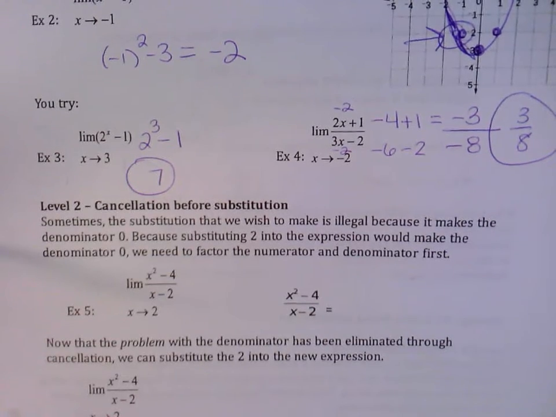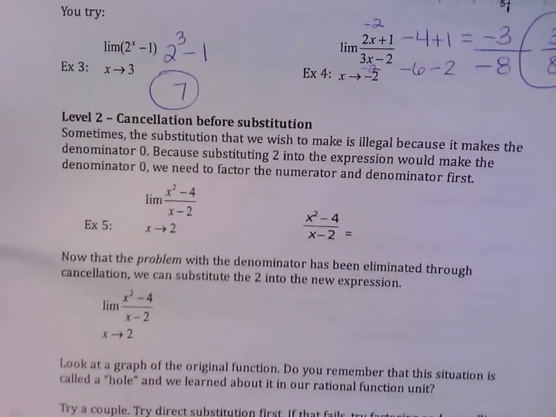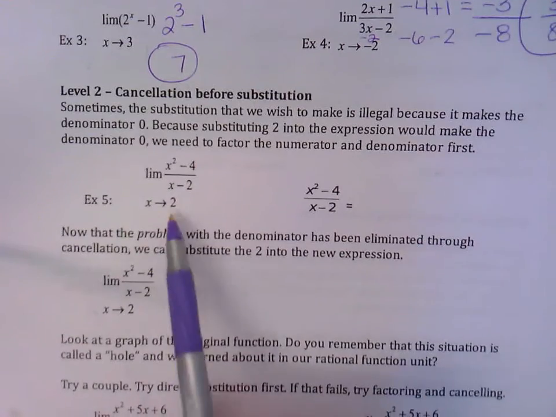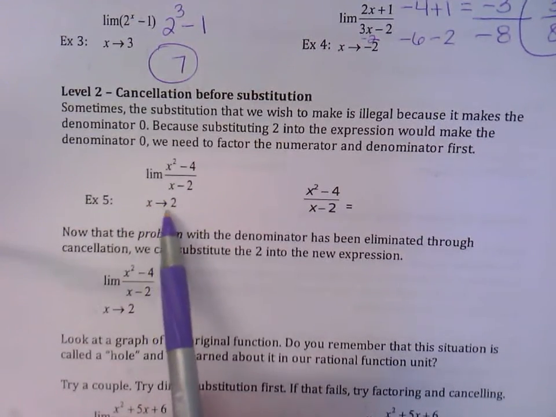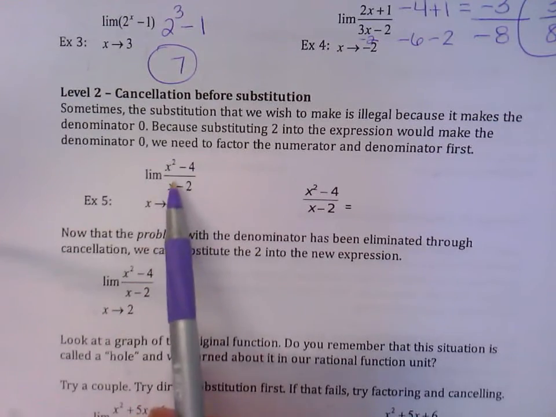All right, so those are the easiest type of limits. Plug in x, find y. So now it says level 2, so it gets a little bit trickier. It says sometimes the substitution that we wish to make is illegal because it makes the denominator 0. So for example, right here, if I want to take the limit as x goes to 2, 2 minus 2 in the denominator gives me 0.